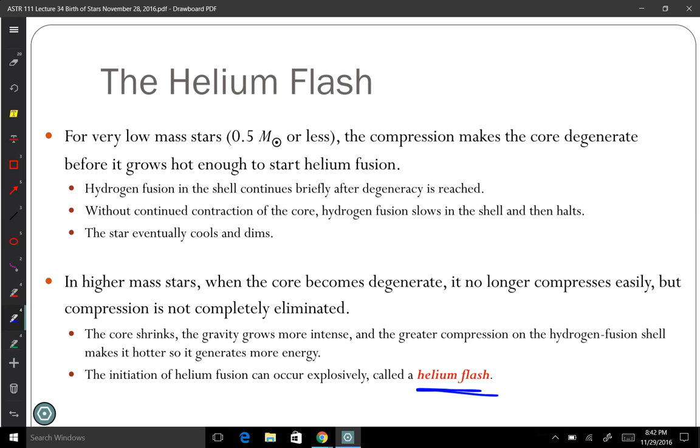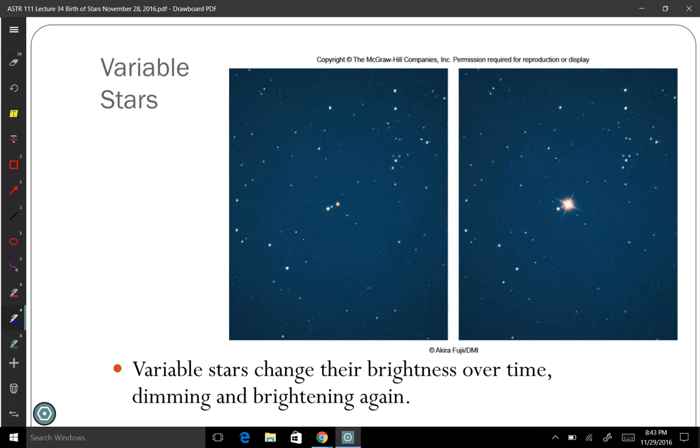Of course, once the helium fusion starts, it pushes things out a little bit, lowers the pressure so that it becomes non-degenerate, and so it will just have a very quick explosion, and then it will fuse in a more stable fashion. And so if you have a star that's more than a half a solar mass, less than about, I think it's about 3 solar masses, you'll have that helium flash occur when fusion begins.